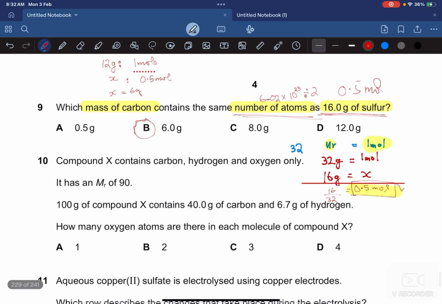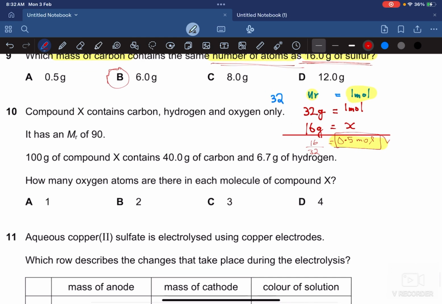Let's move on to question number 10. Compound X contains carbon, hydrogen and oxygen only. It has an MR of this. 100 grams of the compound contains 40 grams of carbon, 6.7 grams of hydrogen. How many oxygen atoms are there in each molecule of compound X?